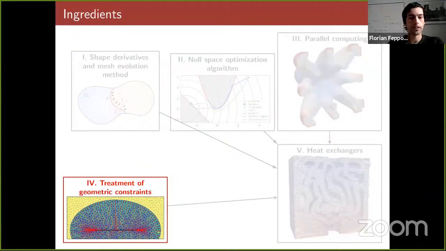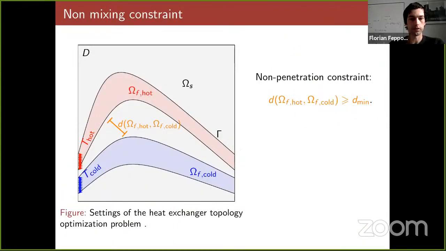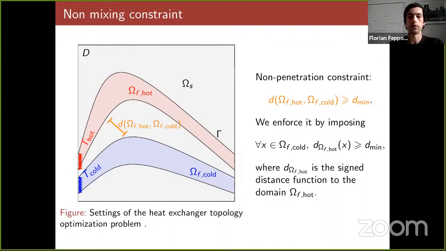Okay, so now I come to the last ingredient, which is the most important one, the treatment of the geometric constraints. We want to enforce the minimum distance between the two phases. And we are going to enforce it by imposing that the signed distance function from the hot domain to the cold domain is greater than a threshold d_min. We consider this pointwise constraint at the beginning, which says that for every point on the hot domain, the distance to the cold domain is greater than d_min.